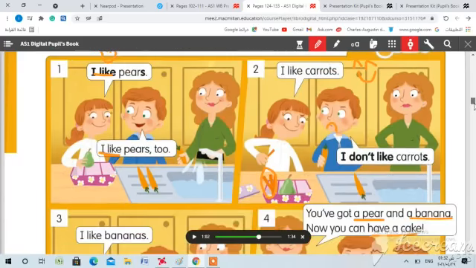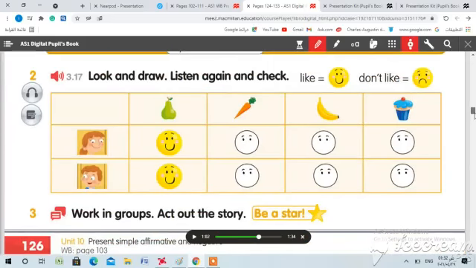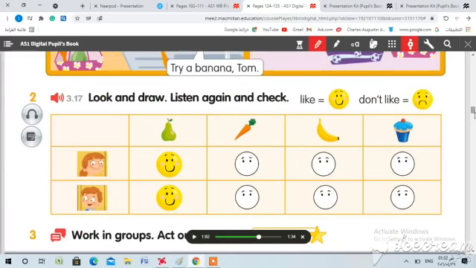We like cakes. Now, look and draw. Listen again and check. Like, happy face. Don't like, sad face. Now look here. What can you see? This is a picture for Sarah, and this is a picture for Tom. Here I can see a pear. Here I can see a carrot. Here I can see a banana. And here I can see a cake. Now let's start with Sarah.